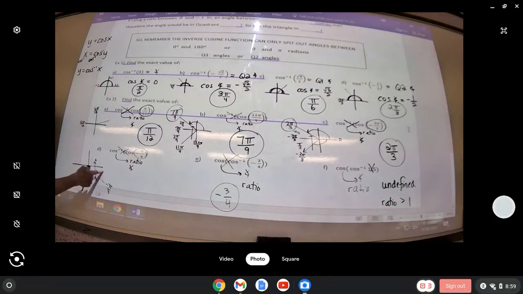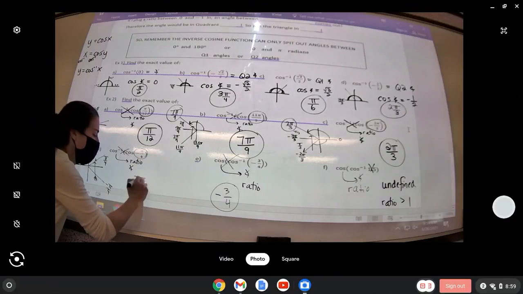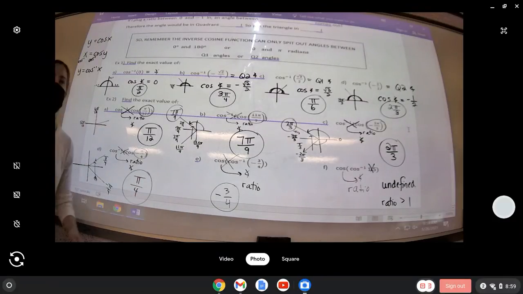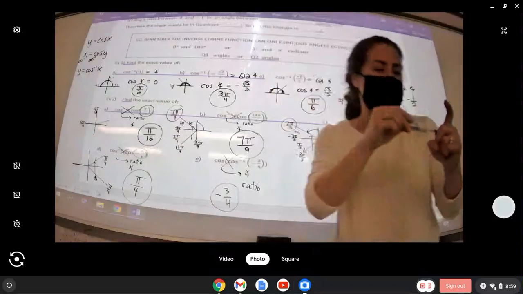So guys, who's your reference angle here? Pi/4. So give yourself a reference angle of pi/4 in quadrant 1. And who's got a reference of pi/4 in quadrant 1? Pi/4. So pi/4 is the angle he would be capable of spitting out. And that's the answer. Does that make sense? Are we okay? All right.